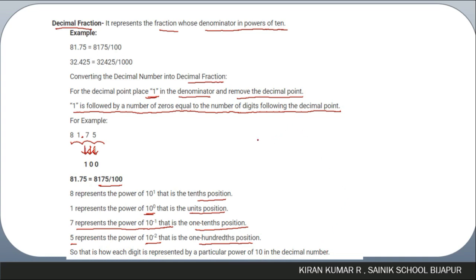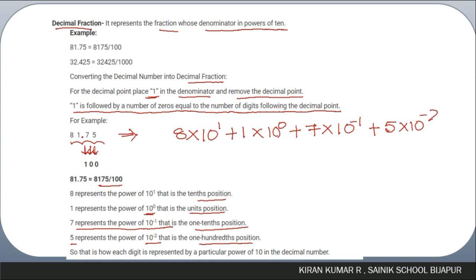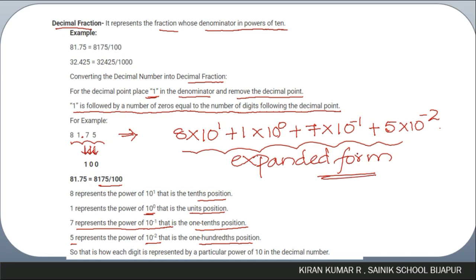If I want to express it in expanded form, this should be expressed as 8 into 10 raised to the power 1 plus 1 multiplied by 10 raised to the power 0 plus 7 multiplied by 10 raised to the power minus 1 plus 5 multiplied by 10 raised to the power minus 2. This is the expanded form of the decimal 81.75.